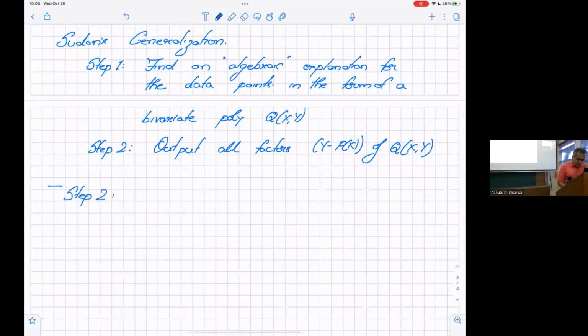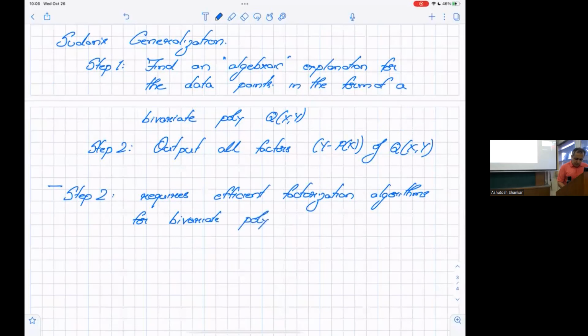Step 2 requires efficient factorization algorithms for bivariate polynomials over finite fields. And assume that such algorithms exist.